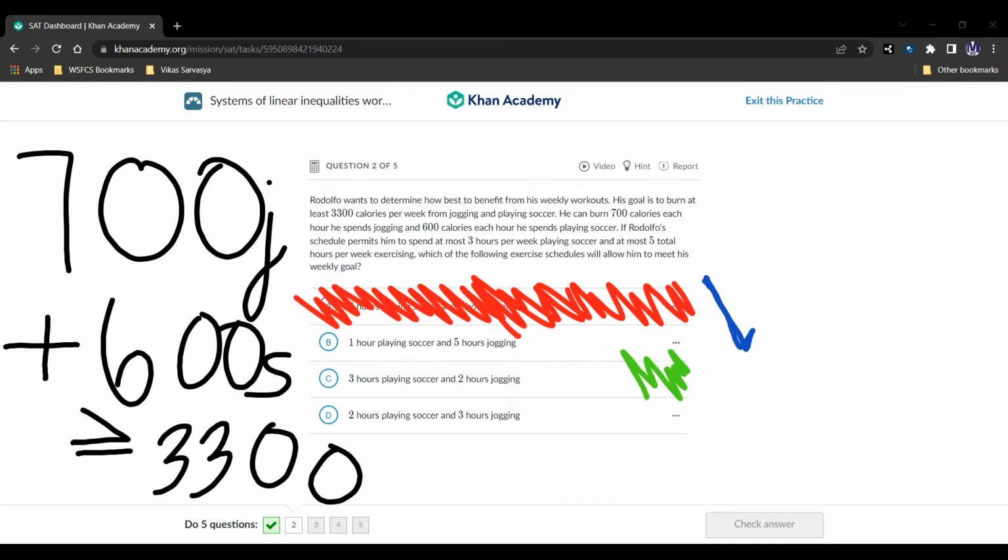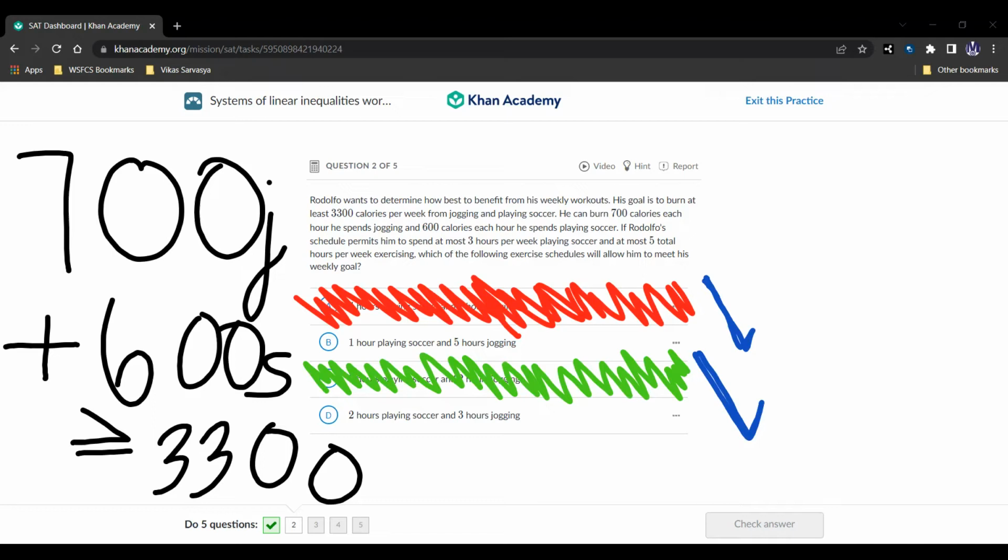There's different colors I'm crossing out because the red means it's not possible. The green just means that it doesn't work. And then the last one is 2 hours playing soccer and 3 hours jogging. I mean, it's going to be 2,100 plus the 1,200, which is going to be 3,300 calories per week, meaning that this one also works. But of course, we can't have 2 correct answers. So let's see what is going on here.